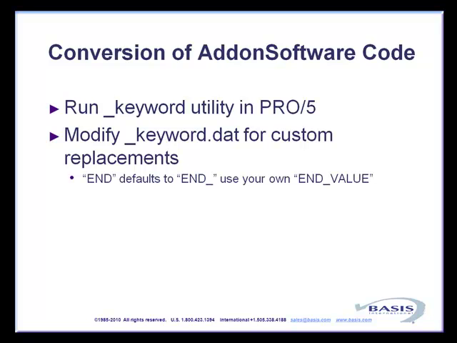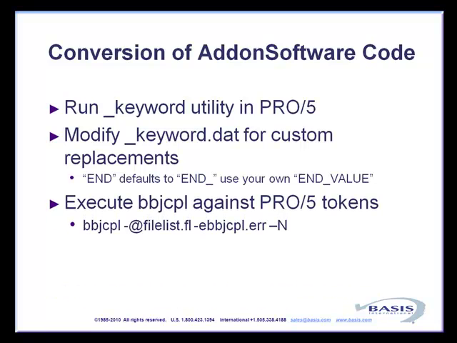Of course, the caveat is be sure that you're not utilizing that new variable name in your existing code. You need to then execute the BBJ compiler, BBJ CPL, against the Pro5 tokens. And the option that I've listed here is to specify a file list with the @ and the -e option for error output to be sent to a log file. And we've named that log file bbjcpl.err. And we've also used the switch -N that will actually suppress changing of any tokenized code.